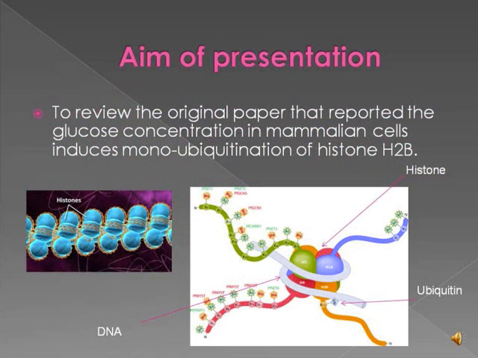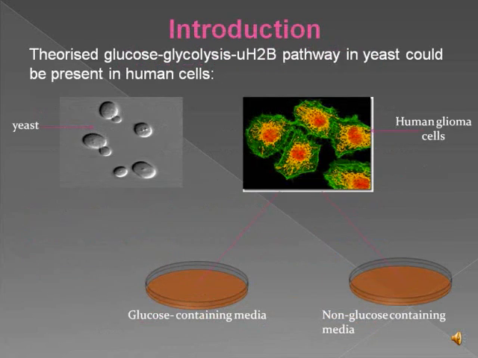The aim of this presentation is to review the original paper that reported that glucose concentration in mammalian cells induces mono-ubiquitination of histone H2B. Protein modifications are essential for transcriptional regulation and biological processes. Histone modifications occur at the tails of histones.